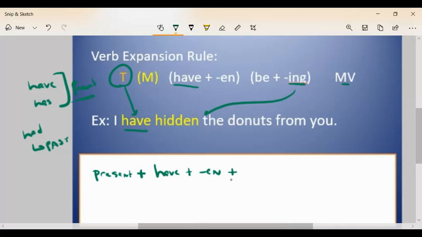Lastly is my main verb. You'll always have a main verb. You'll always have a tense at the very beginning, and you always have a main verb. And the main verb is always the verb at the very end. But I'm going to put it in its base form. So its base form is the main form of "hide." Therefore, the mathematical deconstruction of "have hidden" is the present of "have" plus "en" plus "hide."